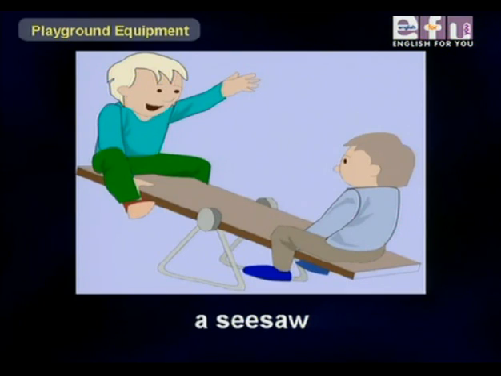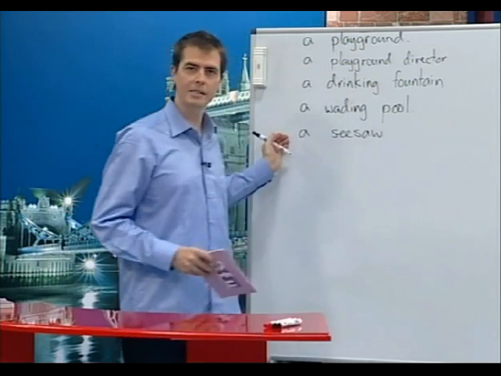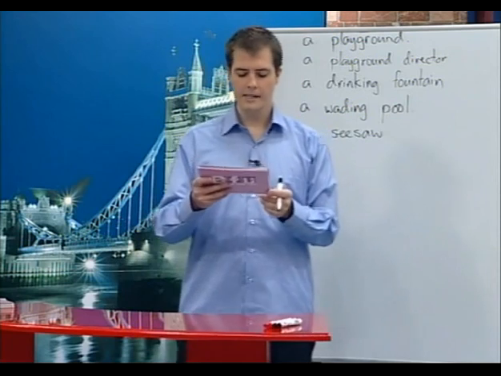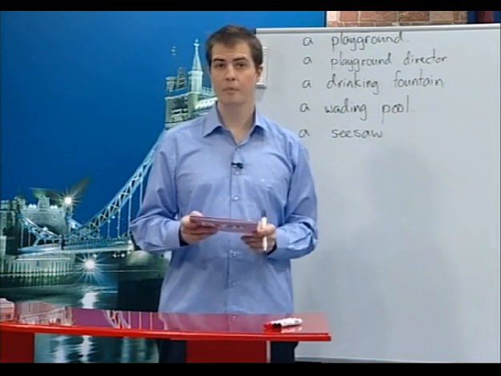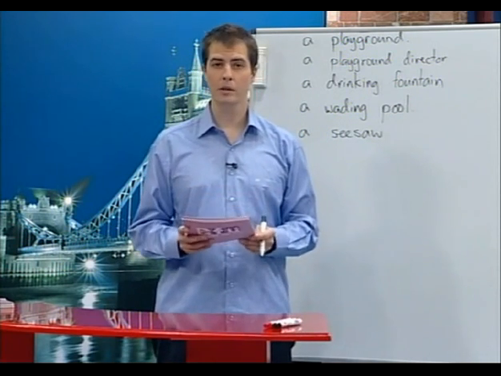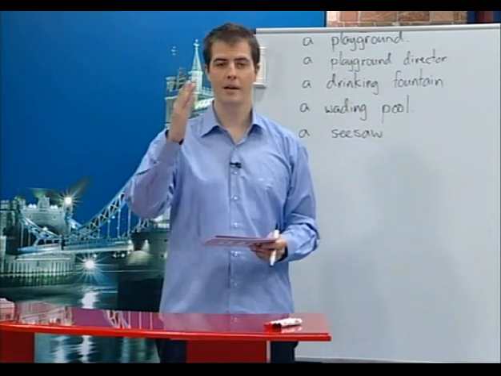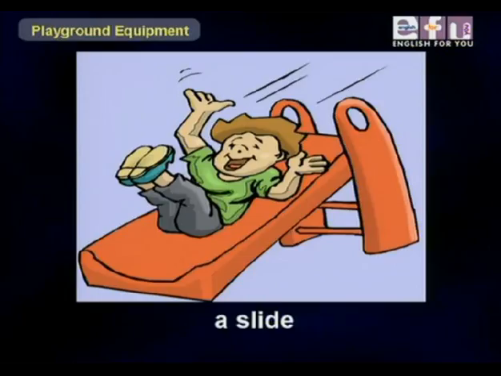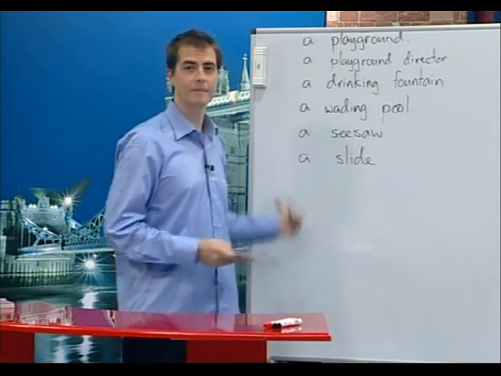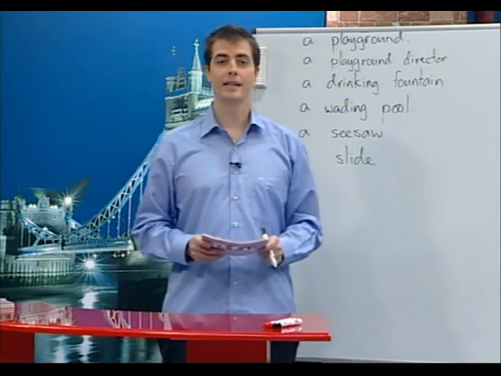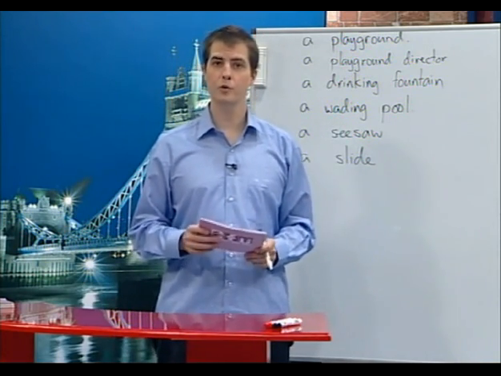A seesaw. A seesaw is a piece of equipment that children play on, made from a board that is balanced in the middle so that when one end goes up, the other end goes down. A slide. A slide is a large structure for children to slide down.